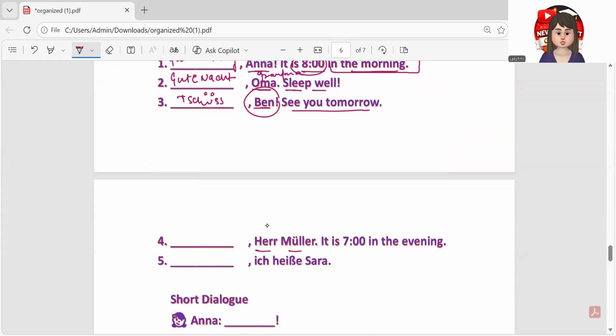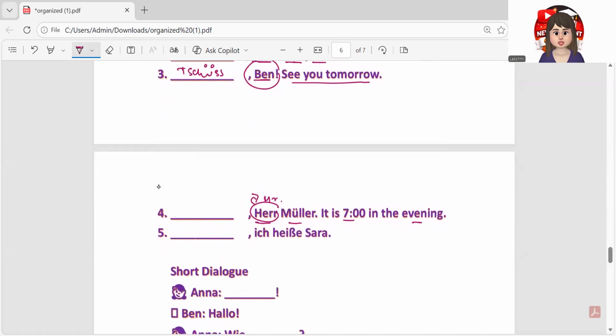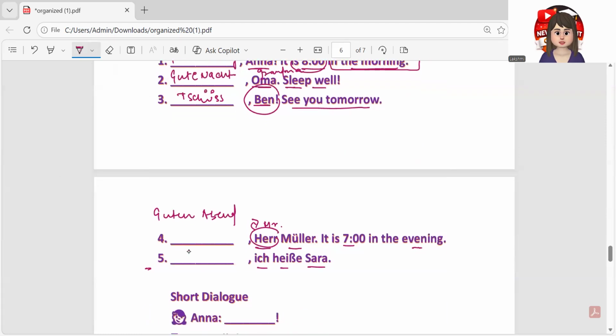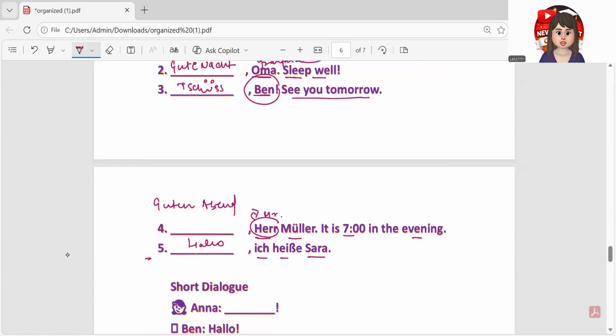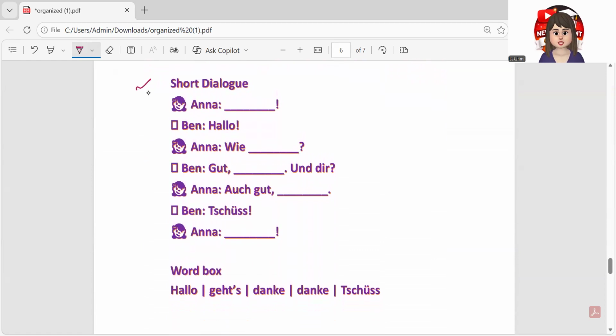Next is Herr Mueller, Mr. Mueller. Herr means Mr. Mueller. It is 7 in the morning. Entschuldigung, everyone, sorry. It is 7 in the evening. So what will you put here for the evening? Yeah, that's correct. Guten Abend. And fifth one, it's saying Ich heiße Sarah. So which one for Ich heiße Sarah? Yeah, you will say hello. Ich heiße Sarah.